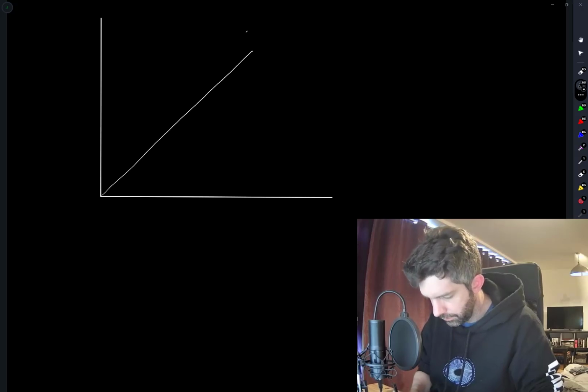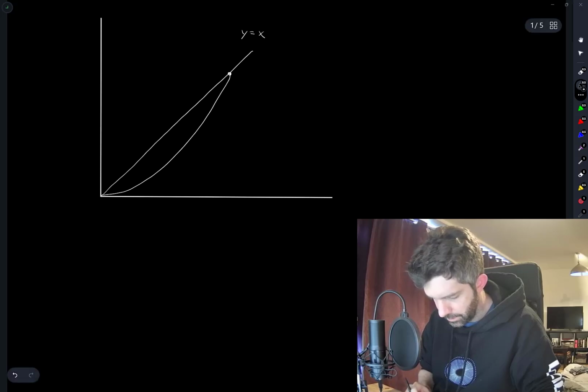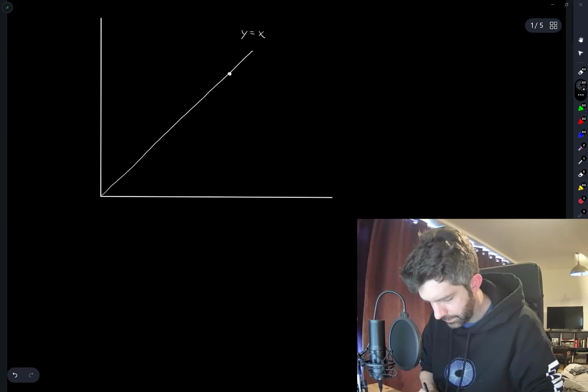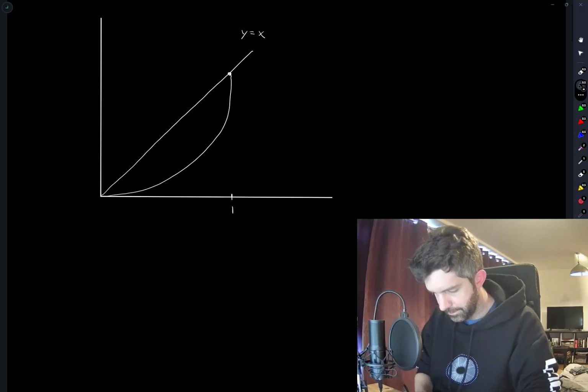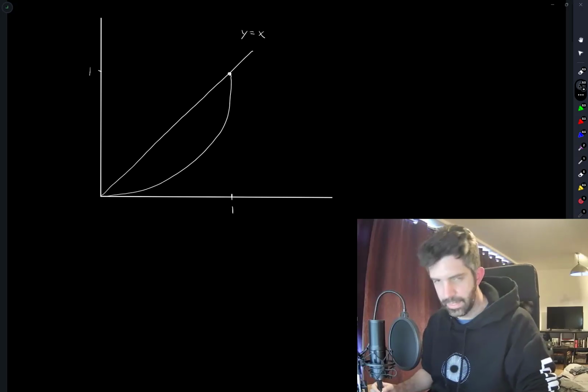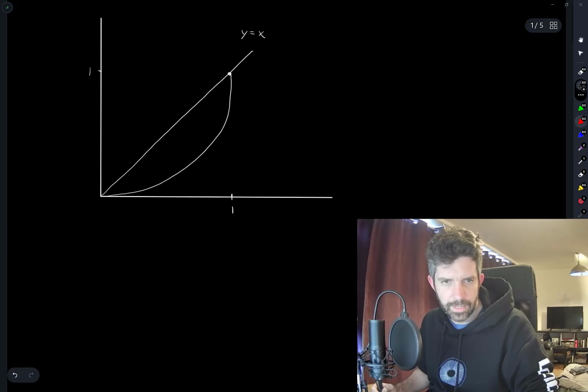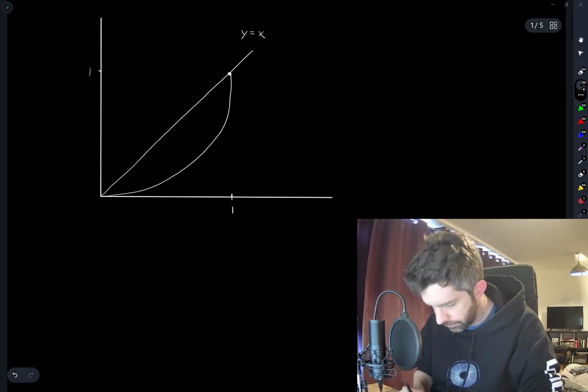So that's y equals x. Here's y equals x squared. Let me exaggerate it a bit so that my diagram is a little bit more clear. It's not exactly what it looks like, but that's fine. Okay, so we're rotating around the y-axis.